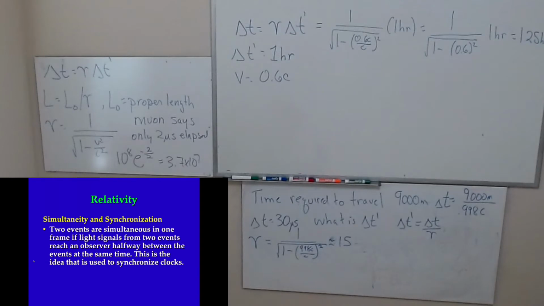Two events are simultaneous in one reference frame if light signals from two events reach an observer halfway between the two events at the same time. And that's one of the ways we can synchronize clocks.